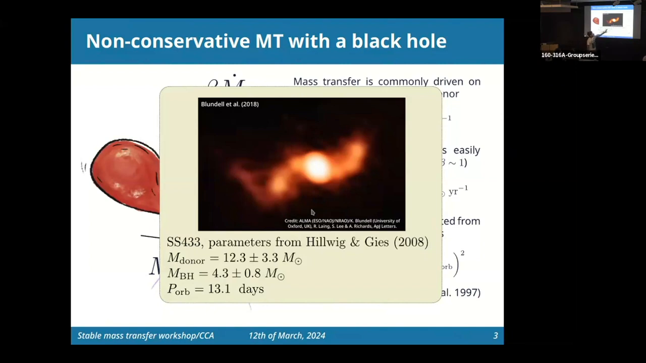And we have this structure. We have these precessing jets coming out of the system. They precess every 160 days. And we have a lot of structure as well in the nearby regions that is thought to come from outer Lagrangian point overflow, for instance. And that affects more or less the angular momentum budget of this system.